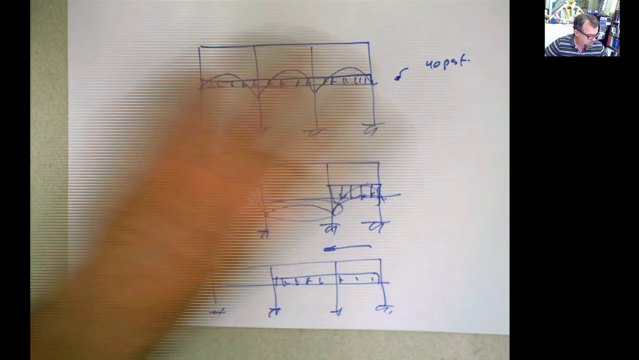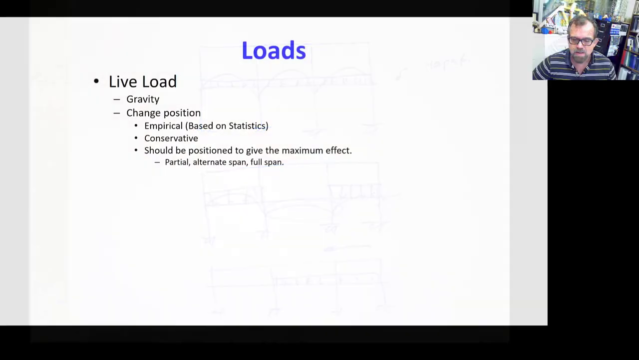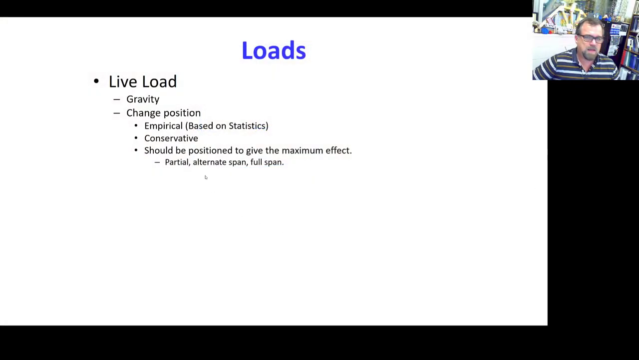And one way that you can do this, especially in bridges, is with influence lines, which is one of the main topics of this class. But just for now, keep in mind that it's not only determining the type of load, it's positioning the type of load that is important.